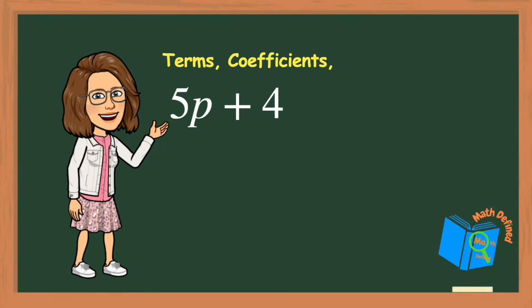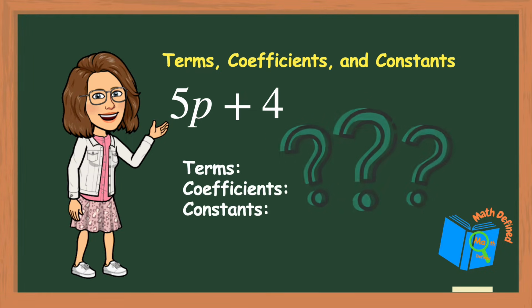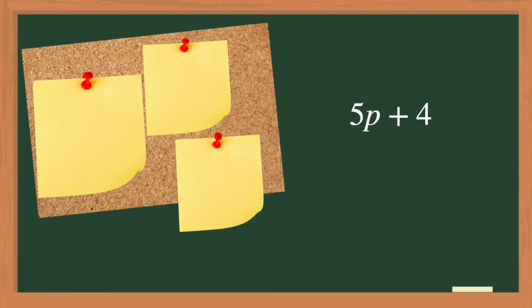Terms, coefficients, and constants. What are they? Well, let's find out. Let's look at this algebraic expression, 5p plus 4. I am going to show you how to identify the terms, the coefficients, and the constants. We will look for the terms in this expression first.